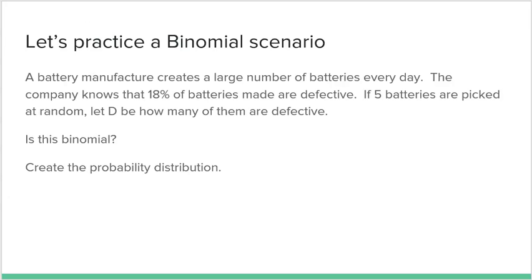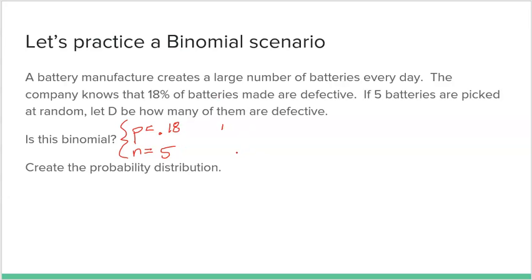Now remember, for a problem to be binomial, you must first be given a probability of success. So in this case, it's obviously a defective battery, but it's successful in the sense it's what I'm looking for. So the probability of finding a defective battery is 18%. You must also be given a set number of trials, which in this case, I'm told that I have 5 batteries. So this is shaping up to be a binomial problem because I have these two things. But then I got to check my 3 conditions.